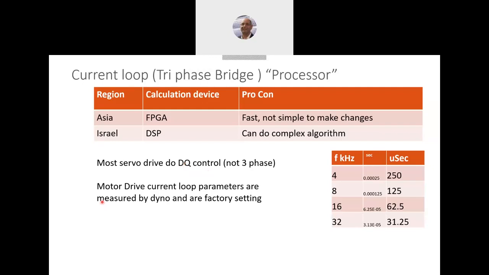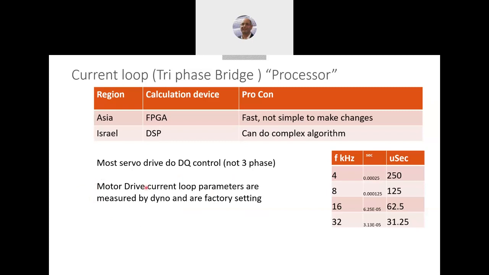Remember all the time, motor drive current loop parameters are measured by a dyno and are factory settings. You as a user should not do anything with the current loop parameters. They are only derived from the motor parameters and the electronics of the power stage.